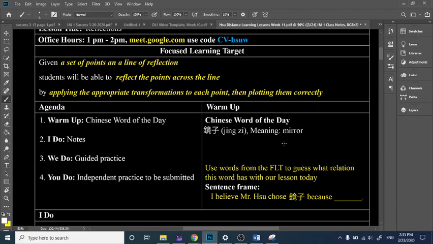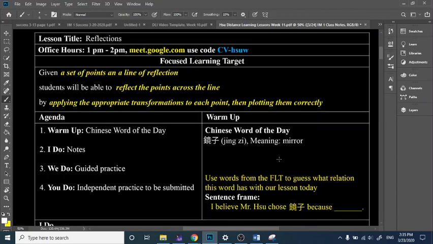Okay, so Chinese word of the day is 镜子, which means mirror. Something that you might have guessed as to why I chose this specific word might be, well, you see this word everywhere. Reflection. Reflect. So we're going to be using the idea of reflection. I mean, you see it in the title also.